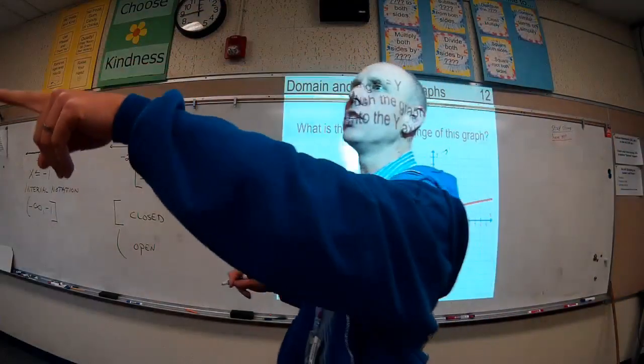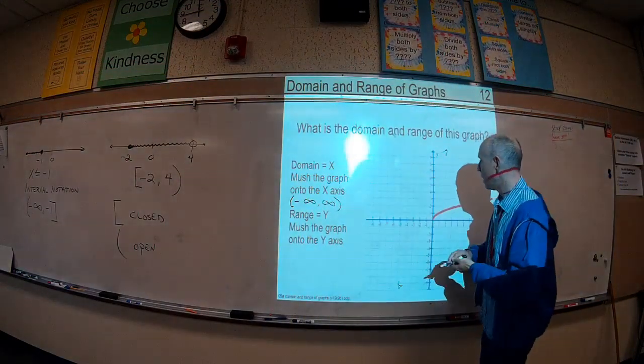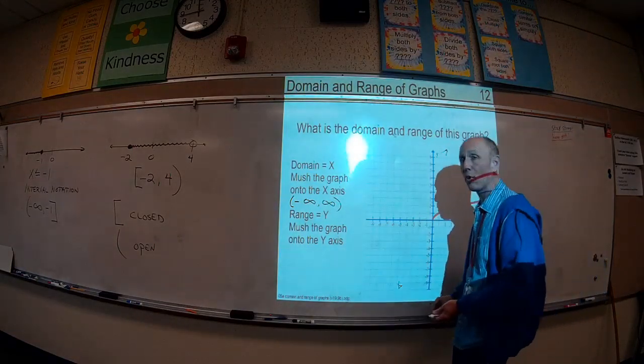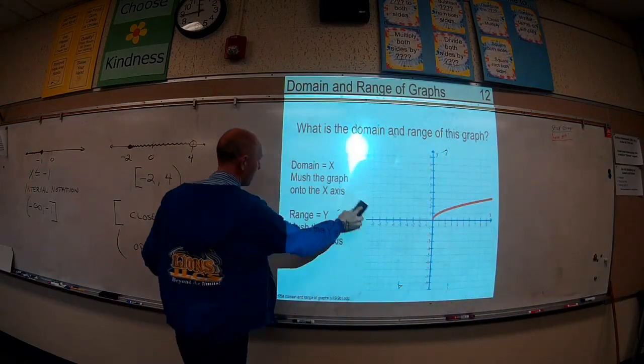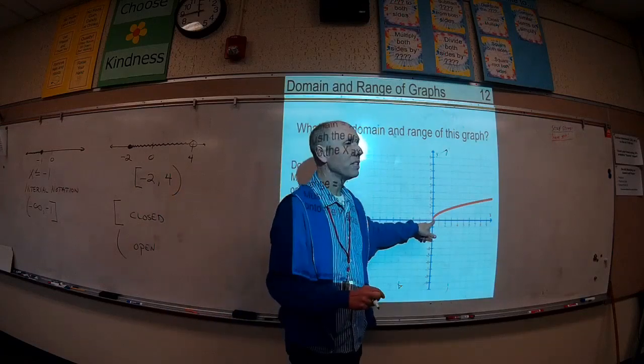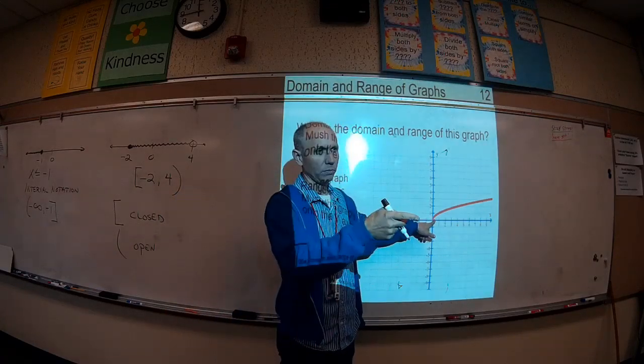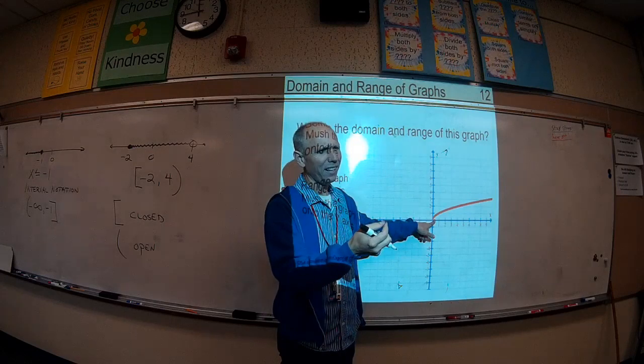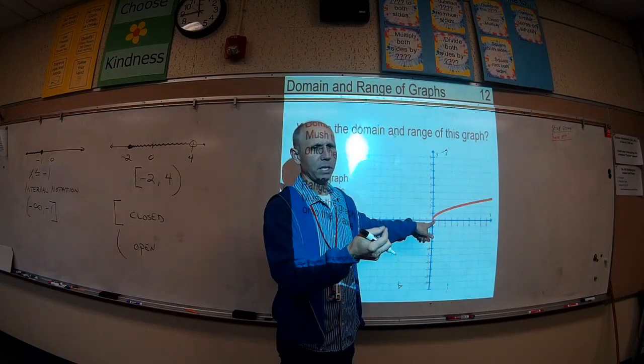Right? This is 0 to infinity. 0 with a bracket, and then infinity with the parentheses. Because is there a point at 0? Yes, it's really there. Cool? Yeah, you got this, Alabama.